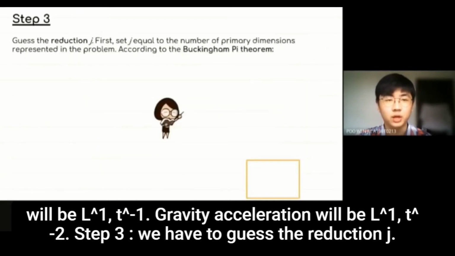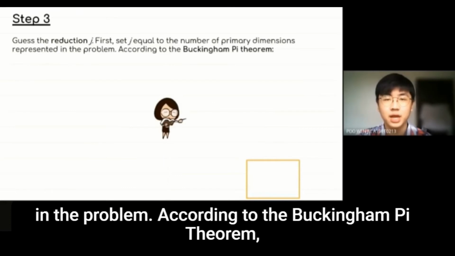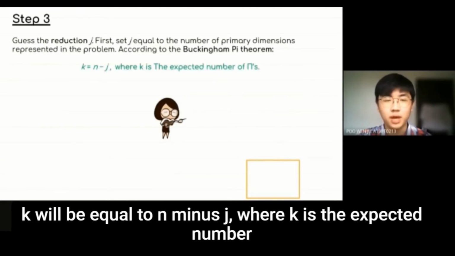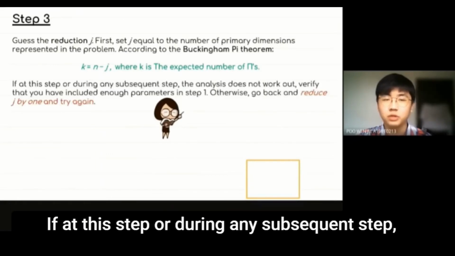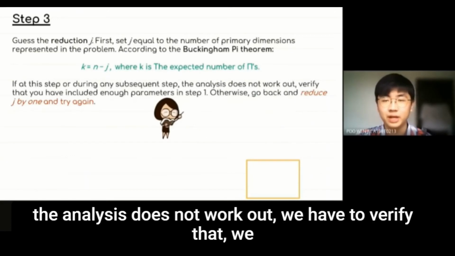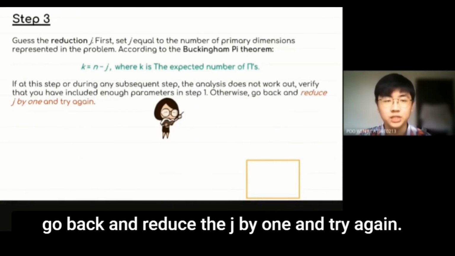Step 3. We have to guess the reduction j. First, set j equal to the number of primary dimensions represented in the problem. According to the Buckingham pi theorem, k will be equal to n minus j, where k is the expected number of pi. If at this step or during any subsequent step, the analysis does not work out, we have to verify that we have included enough parameters in step 1, otherwise, go back and reduce j by 1 and try again.